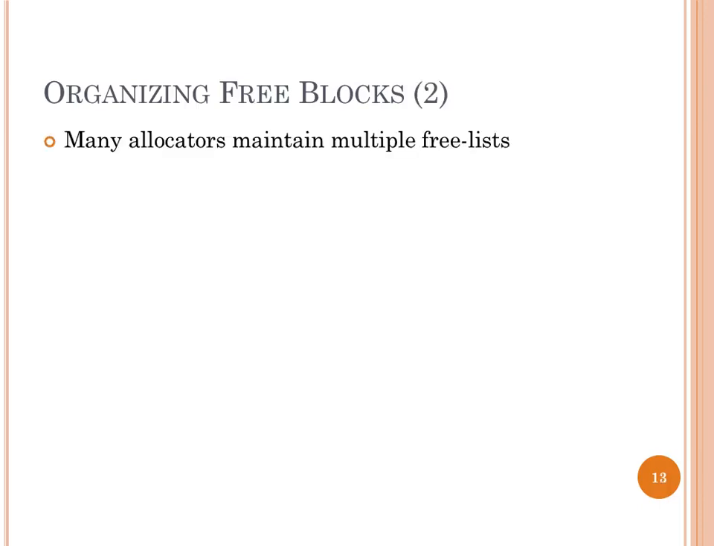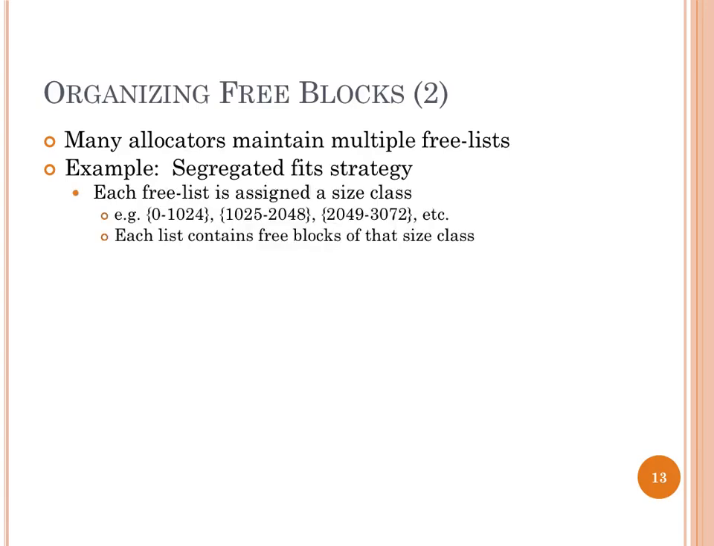Here's a more interesting one. In fact, you see this a lot in most standard library allocators, is that they'll group free blocks based on their size. This is a fantastic approach. Most good allocators will do something like this. And so this is an example called segregated fits, where basically you have multiple free lists, and each free list only contains blocks that are within a particular size range.